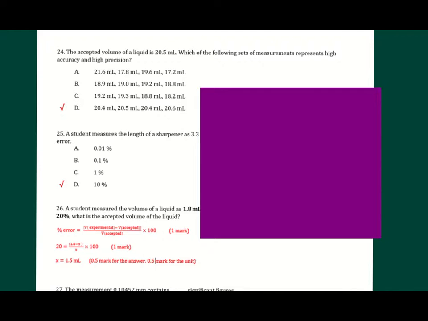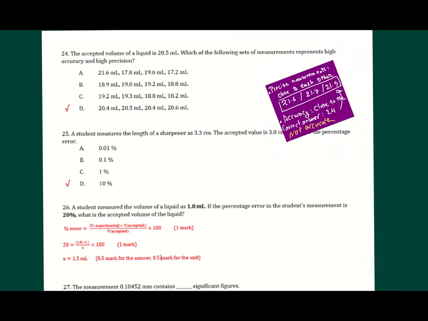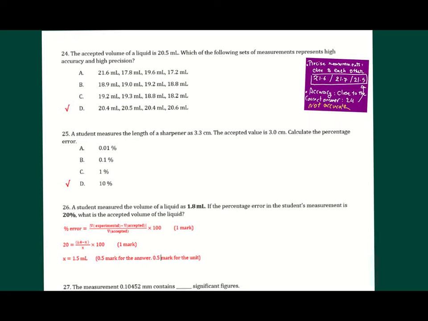Now let's read the question. The accepted volume of a liquid was 20.5 milliliter. Which of the following set of measurements represent high accuracy and high precision? High accuracy means very close to the correct value. The accepted value is the correct one, 20.5. So you are going to look which one of them is close to 20.5. You'll find this is the only last one.